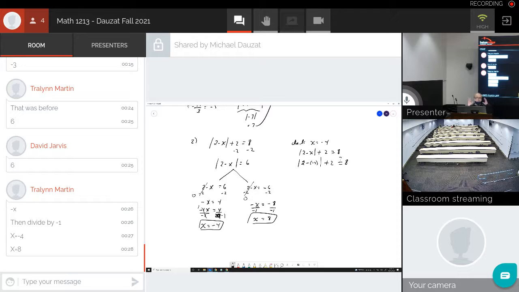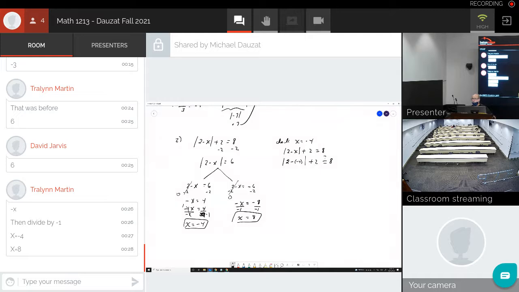Okay? So let's look at what's inside the absolute value bars. 2 subtract negative 4. I want you to think about this. 2 subtract negative 4 means the same thing as 2 plus what? 4. So remember, with subtraction, you add the opposite. So 2 subtract negative 4 means the same thing as 2 plus 4. And what's 2 plus 4? 6. So I'm taking the absolute value of 6, and then I want to add 2 to that. What's the absolute value of 6? And what's 6 plus 2? 8. So x equals negative 4 is a solution.